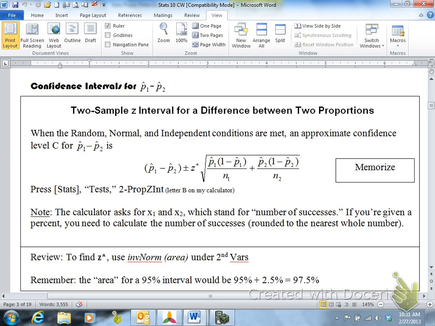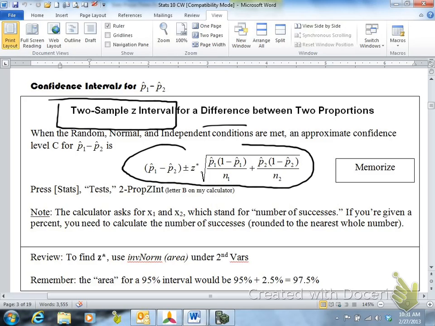Confidence intervals. Looks like an incredibly long formula, and I guess in some ways it is. But these are confidence intervals for the difference between two proportions. It's called a two-sample. Last chapter we did one-sample z intervals. This is a two-sample z interval for a difference between proportions. When those three conditions are met, random, normal, and independent, you get this nasty long formula, which I do want you to memorize. But it's really similar to the previous formula. The previous formula only had a p hat. It had a plus or minus z star, and then it had all of this in here.